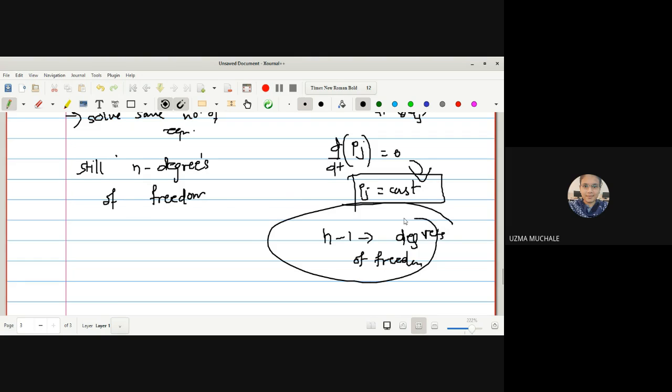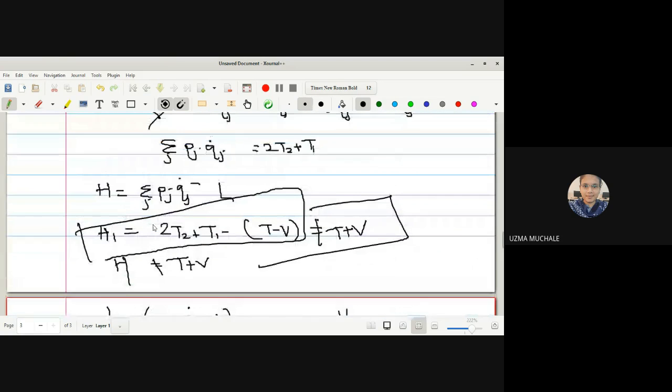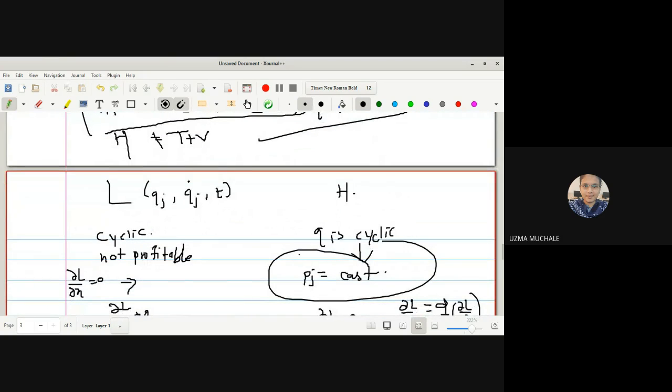When you have cyclic coordinates, you use Hamilton's equations of motion, because then the number of coordinates you deal with decreases by one. Suppose you have 3 generalized coordinates, now you have to deal with only 2 generalized coordinates, because if qj is cyclic, the corresponding generalized momentum pj will be equal to constant.